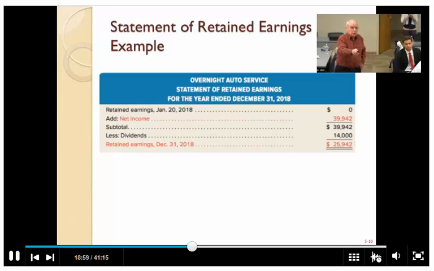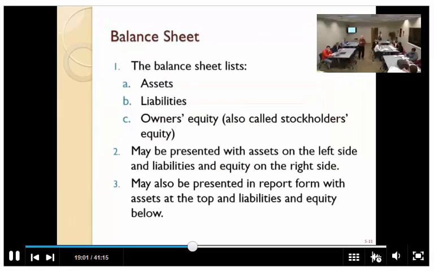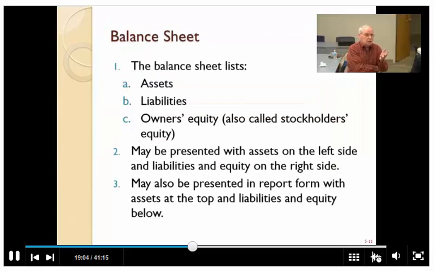Okay? So the balance sheet lists assets in the order of liquidity, and then the claims on those assets. And the claims are either by creditors or the owners. Now, the balance sheet is the only financial statement that's as of a date. So if you're doing your project, you're going to see the balance sheet is as of December 31st, 2016.